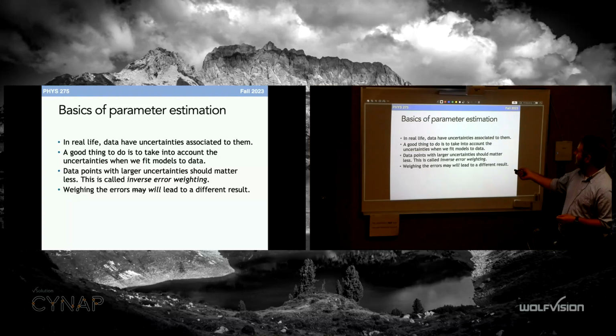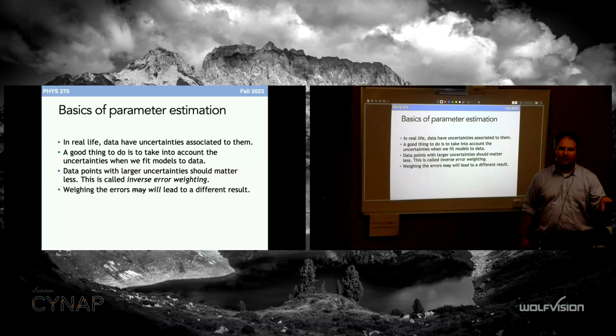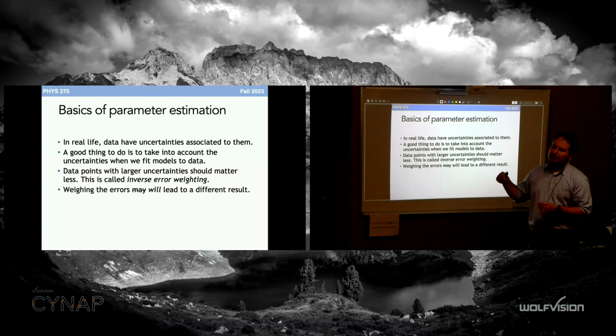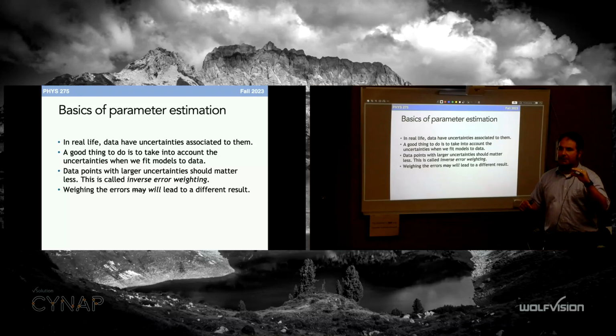So the good thing to do is to take those uncertainties into account when we fit the models to data. If they're all the same, then each point is equally valuable. But if we have a crummy piece of data and a much better measurement later, because we learned how to do the measurement or whatever, then inverse error weighting means that you weigh the points more if they have smaller errors.